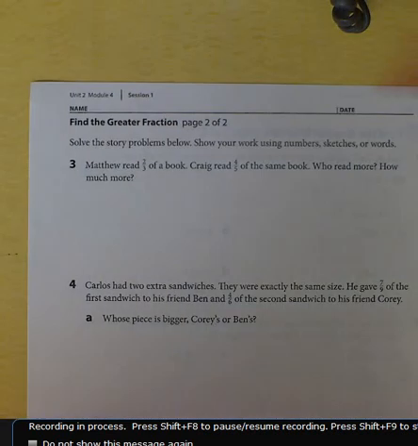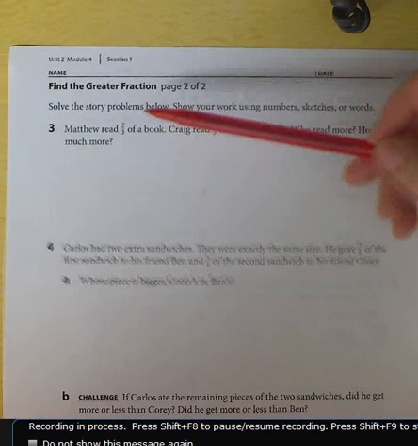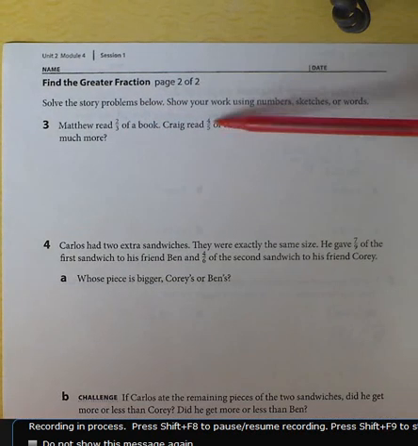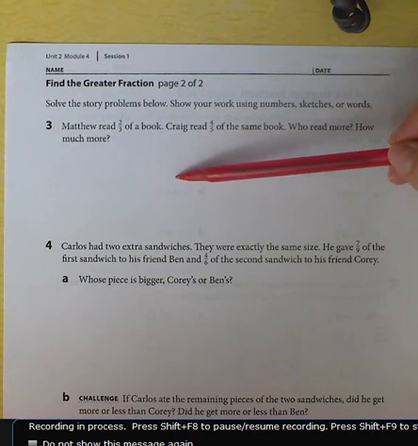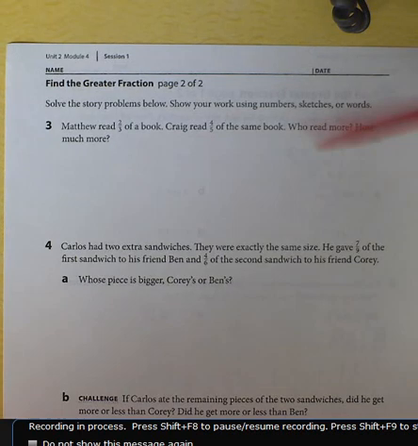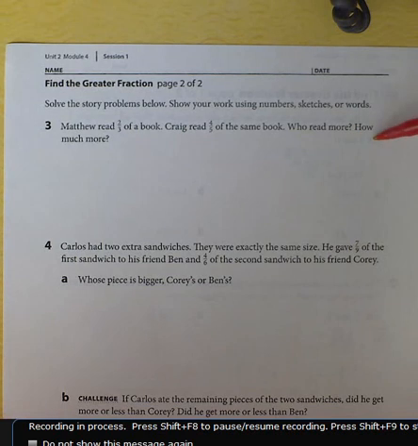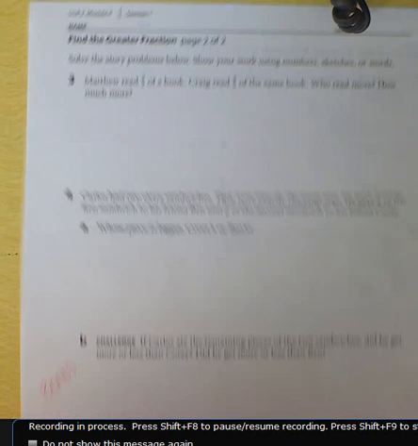And then on the back, they are doing the same thing, but just in word problems. So Matthew read 2/3 of a book, Craig read 4/5. Who read more? So we're finding our least common denominator, changing them into equivalent fractions, figuring out who actually read more, and then how much more, finding the difference between those two. And there's a similar question on 4. And then for us, B is going to be the bonus.